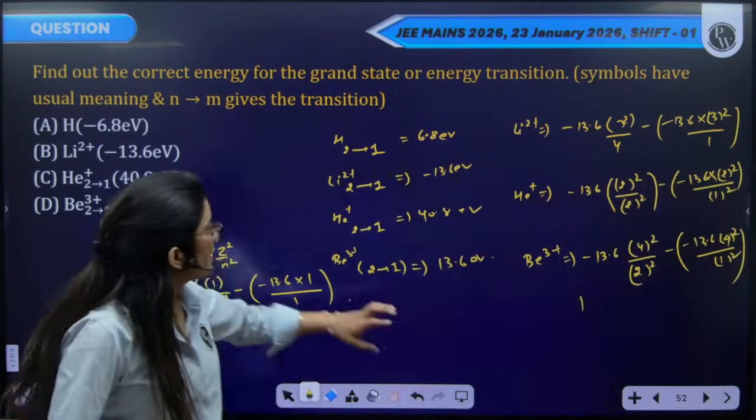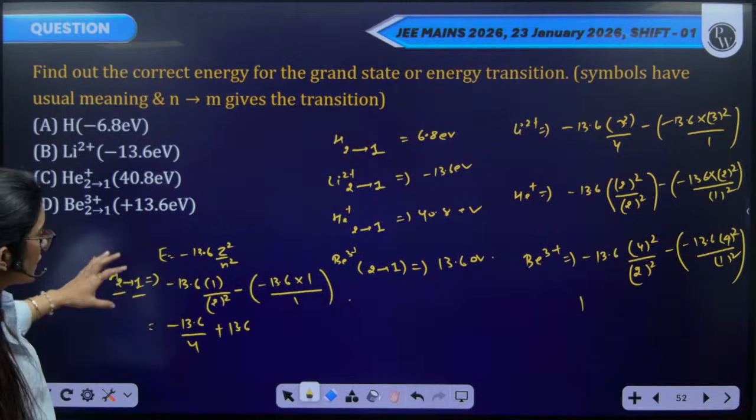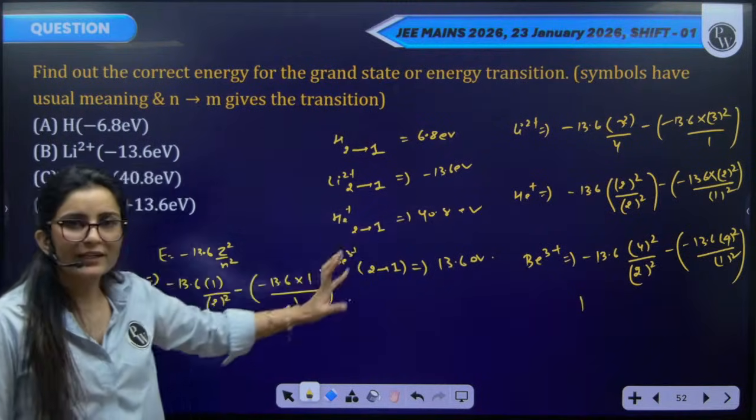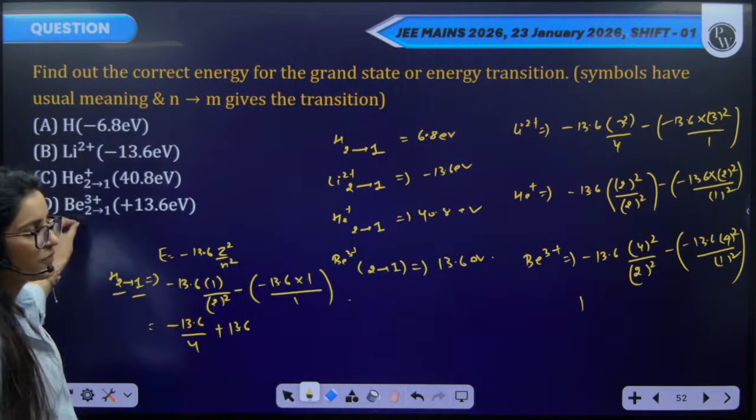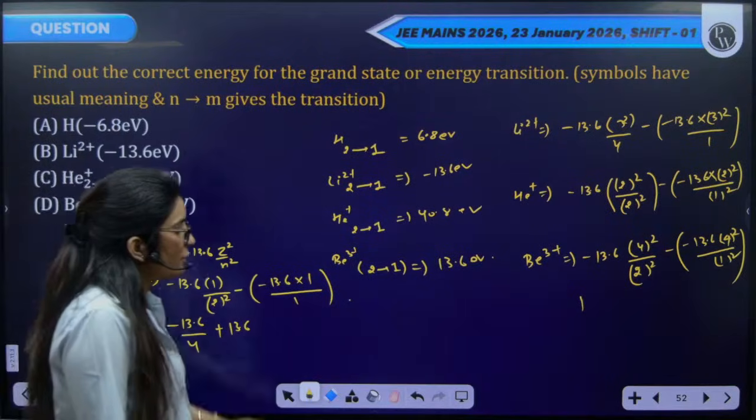The one which matches with the options will be the correct option. You just need to calculate all these values, and one of them will match with the options. You can just check it down.